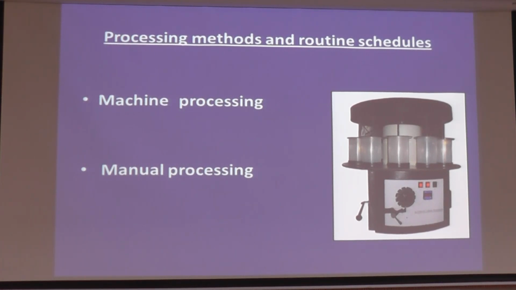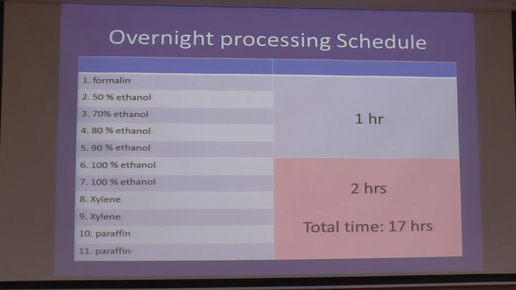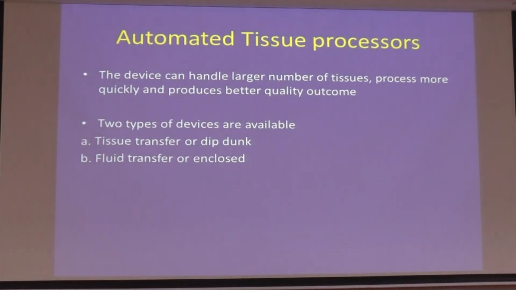In tissue processing there are two methods. One is machine processing, another one is manual. Here we are using machine processing. The automated tissue processor can handle a larger number of tissues, process more quickly, and produce better quality outcomes. There are two types of devices. One is the tissue transfer or dip and drip type, another one is the fluid transfer or enclosed type.